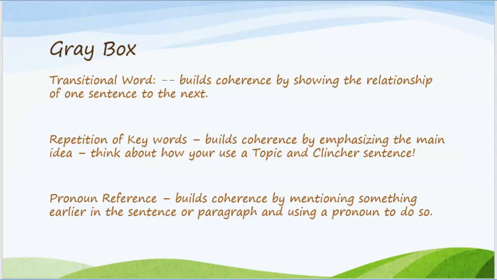Transitional words build coherence by showing relationship from one sentence to the other. So if I'm writing a paper on how to make Rice Krispie treats, I don't just want to start by dumping the Rice Krispie treats in a bowl. Then warm up your butter. Then put your marshmallows in. That's very boring. Instead, I want to have sequential words that are telling me what is next.